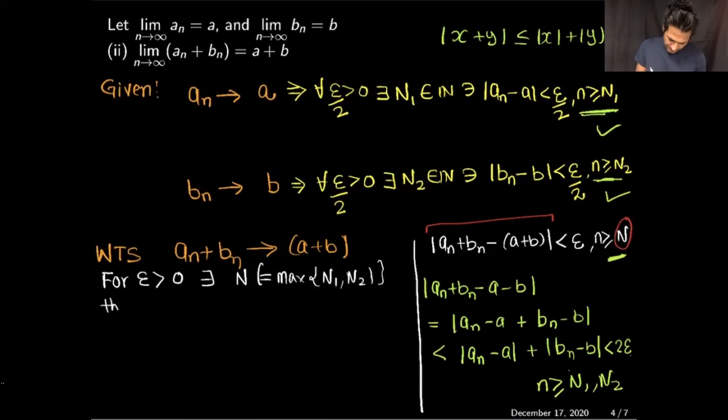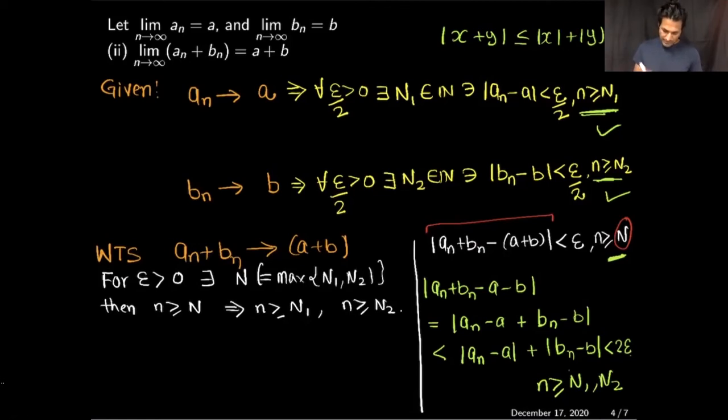Then, as you can see, if I choose my little n bigger than capital N, where capital N is the maximum of n1 and n2, this will say that n is greater than or equal to n1 and n is also greater than or equal to n2. That the two inequalities will hold.